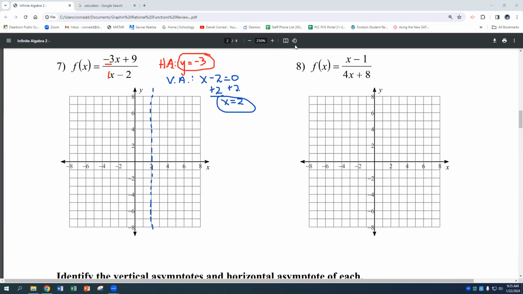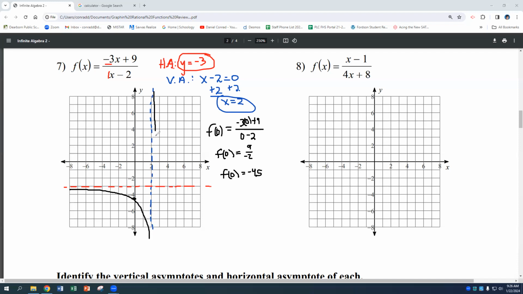And then we got -3, just like so. Okay, we're going to pick a point. I'm going to pick 0 because obviously 0 is the easiest one to plug in, right? So f of 0 is -3 times 0 plus 9 over 0 minus 2. That's going to give me 9 over -2, which I'm just going to say is -4.5. Okay, so 0, -4.5 is down here.